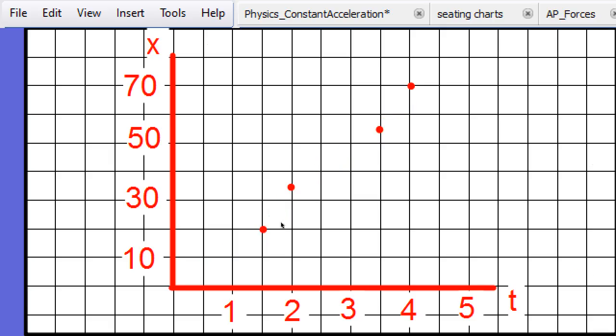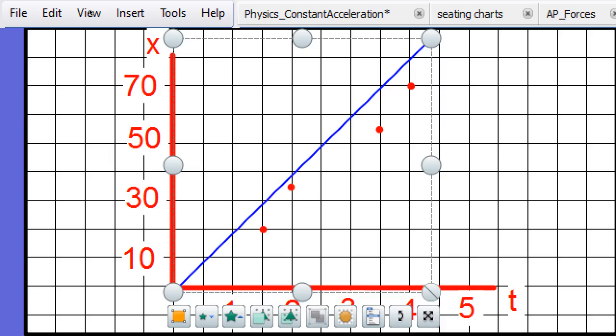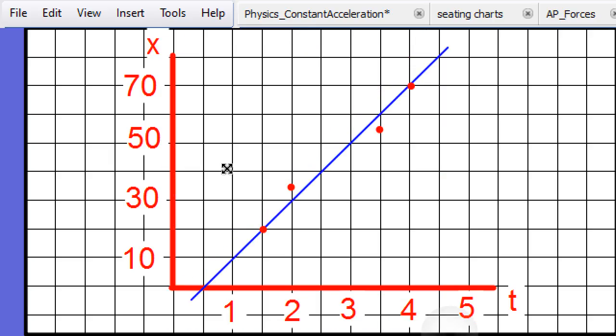All right, well, what about this, Mr. Saslow, you might say? What about if I put it right there through 0, 0? No, also wrong. What you want to do is you want to look at the actual points. I want my line to go through as many points as possible. Okay, well, I'm going to draw it somewhere there-ish.